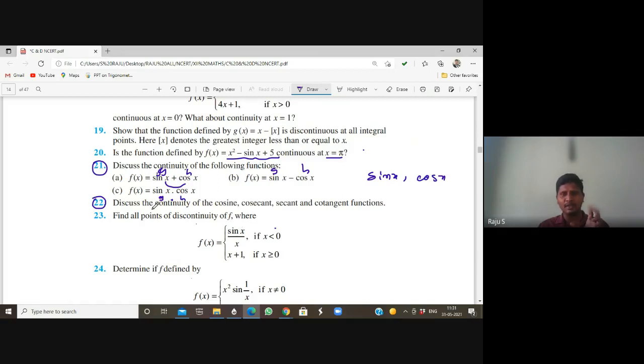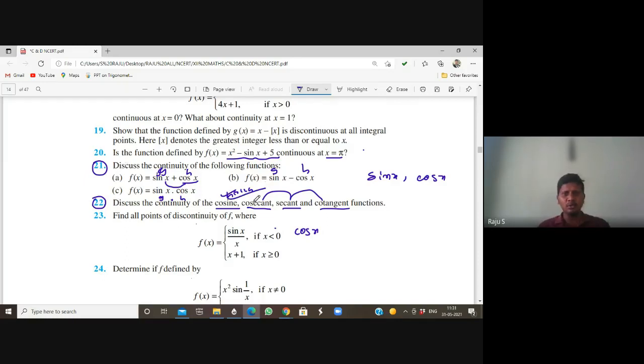So what is the 22nd question? Discuss the continuity of cosine. Cosine means, just now I have written separately, I am taking h of x as cos x. In the previous question, I proved that cos x is continuous. Cosine means cos x. Is cos x continuous or not? Yes, it is continuous everywhere. Just now we proved. So next we have to do these three functions alone: cosecant x, secant x, cot x. We just have to check cosecant, secant, cot alone, because cos we have already proved above.